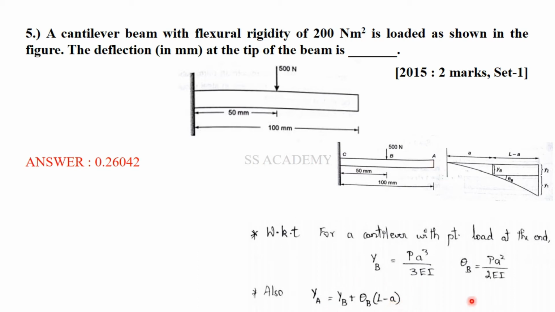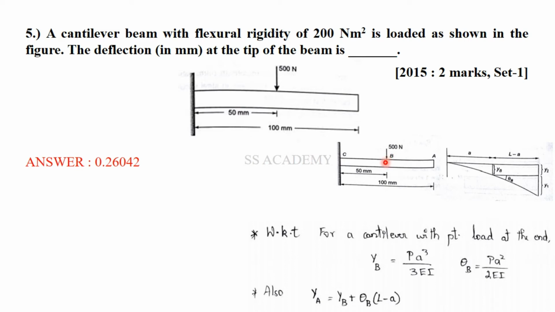How has this equation come? Here there will be a deflection yB, and beyond that there will be a deflection here which is given as y1. We know that L minus A into sine theta B gives y1. But since it is a small angle, we can consider sine theta B equal to theta B. So L minus A into theta B gives y1. So y2 is yB and theta B into L minus A is y1. By adding these two, we get the total deflection at the tip of the beam. This is the way to calculate.